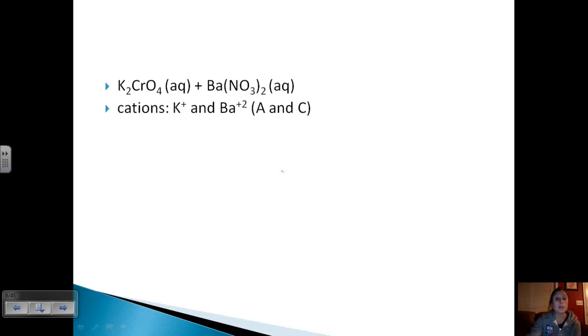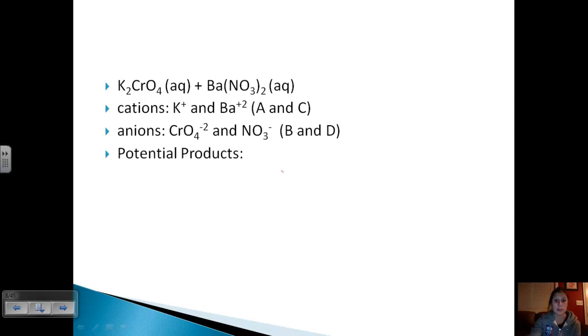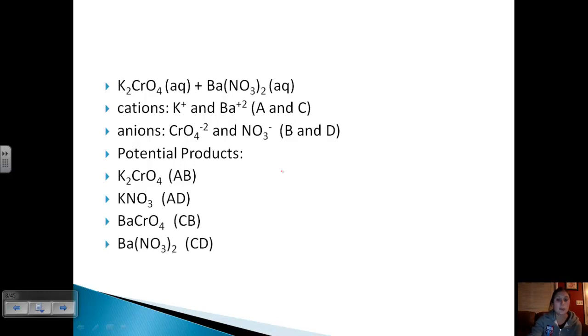We know our cations are potassium and our barium. We know our anions, or negatively charged particles, are chromate and nitrate. Okay, so our potential products are basically going to take all these cations and all these anions and just put them together and form compounds. So our potential products are potassium chromate, putting A and B together, potassium nitrate, putting A and D together. Now if we take barium and put it with both anions, we have barium chromate and barium nitrate. So these are our potential products. Does it mean that they all are products? No.